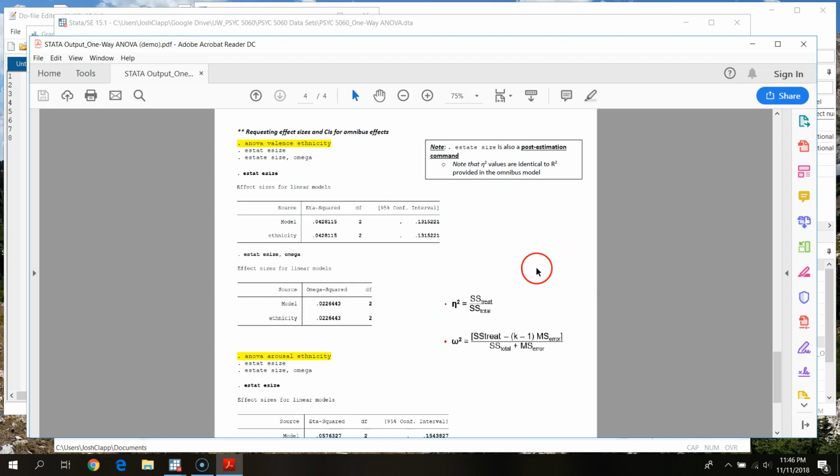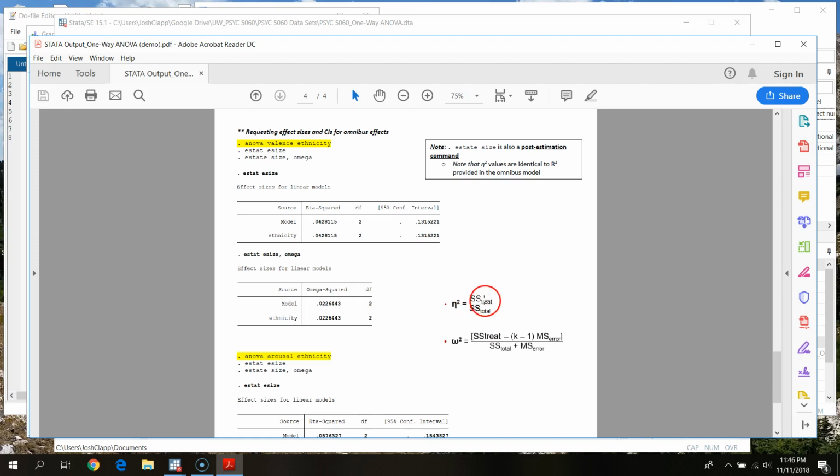Now recall that we've got two different effects: our eta squared and our omega squared. Eta squared is going to be a descriptive statistic telling us, for these data, the proportion of total variability in our outcome that's attributable to our grouping variable.